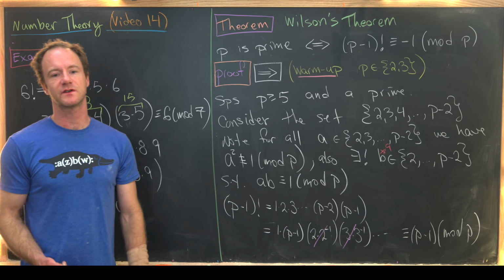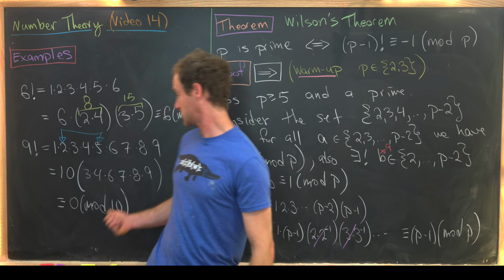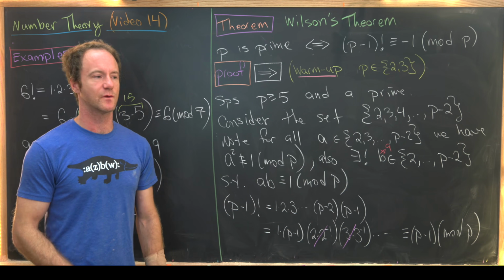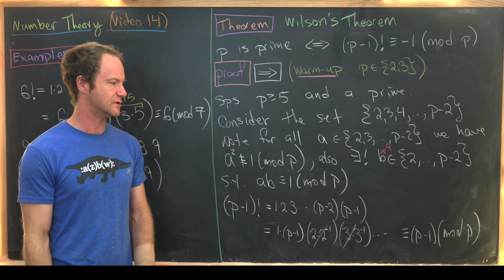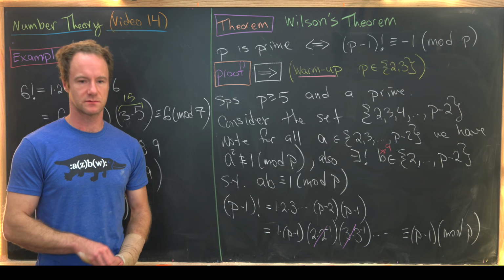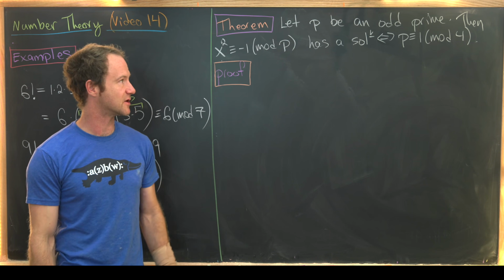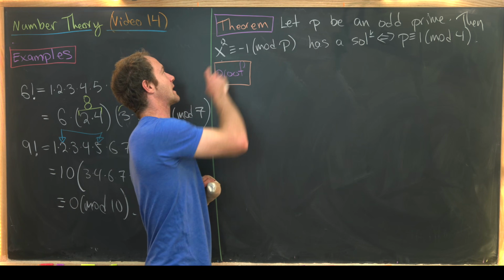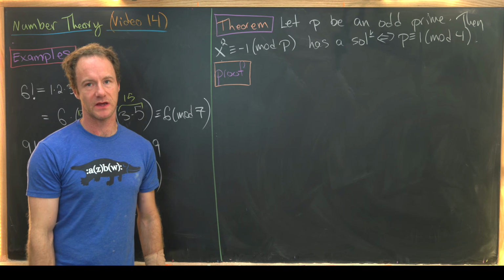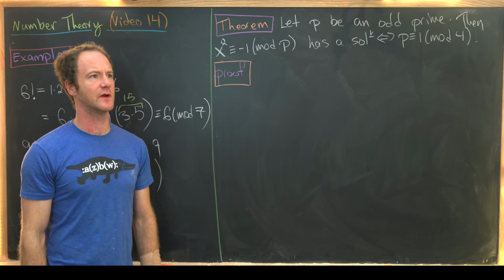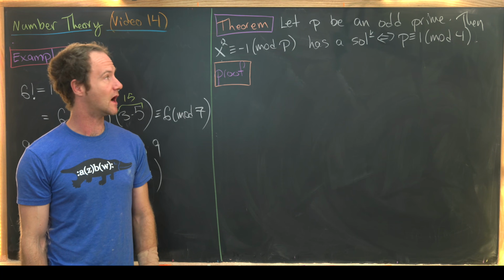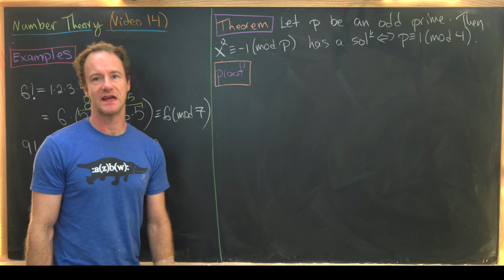Okay, so now that we've looked at some of these basic examples, let's look at some applications of Wilson's theorem that will help us prove some nice results. Our first result that will follow with the aid of Wilson's theorem has to do with taking square roots of minus 1 mod p. And this will come to be known as quadratic residues mod p. So let's look at the statement here.